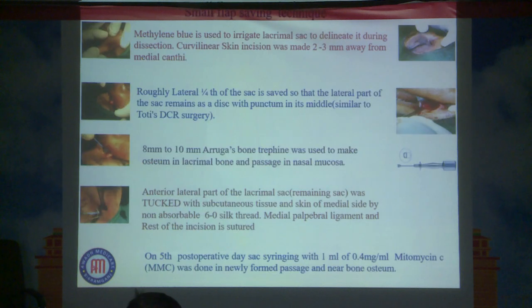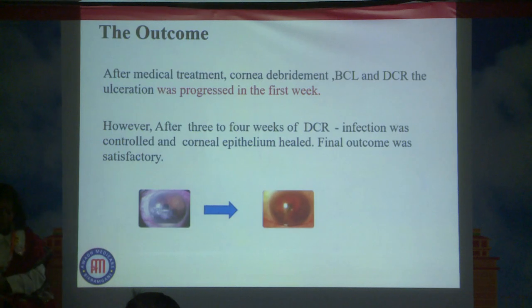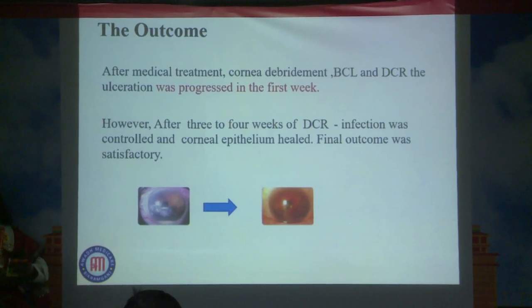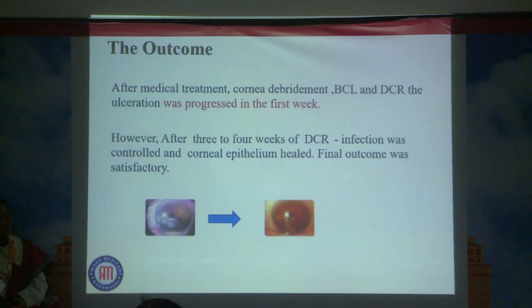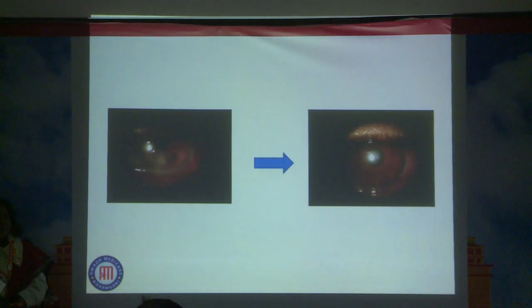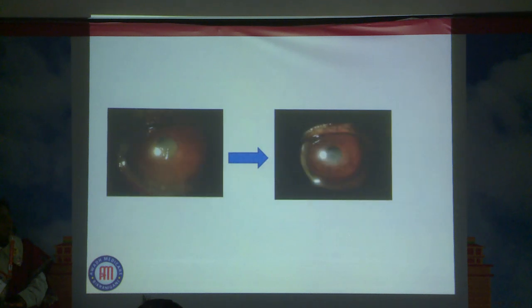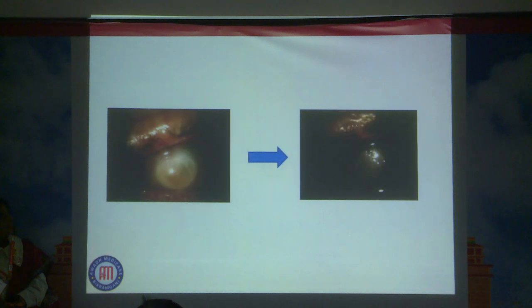Usually I do DCR by a small flap saving technique, which I have developed from 3,000 cases. And the outcome is, after medical treatment, corneal debridement, BCL, and DCR, ulceration progressed in the first week. However, after 3 to 4 weeks of DCR, infection was controlled and corneal epithelium healed, and the final outcome was satisfactory. These are a few cases, before healing and after healing. These are examples of a few cases.